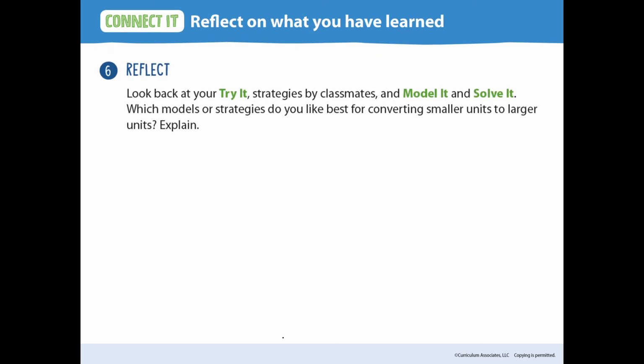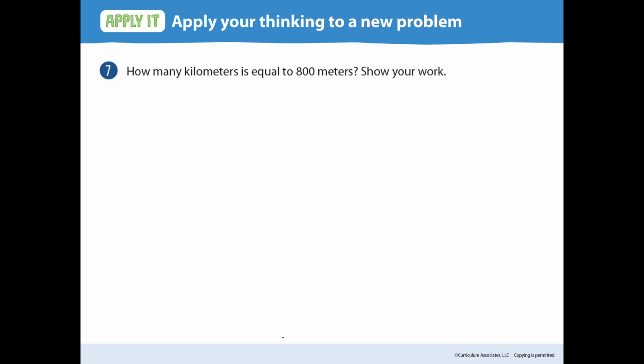Okay, number 6 at the bottom of page 521. Look back at your try it, strategies by classmates, and model it and solve it. Which models or strategies do you like best for converting smaller units to larger units? And explain. So the 2 methods that I showed you today are using the fraction circles, and I also showed you how to write the division problem as a fraction and then reduce or simplify your fraction. On number 7, page 522, how many kilometers is equal to 800 meters? Show your work.